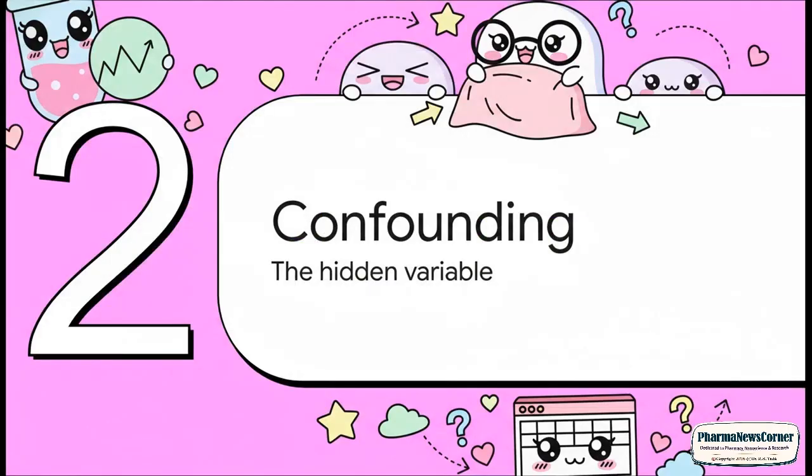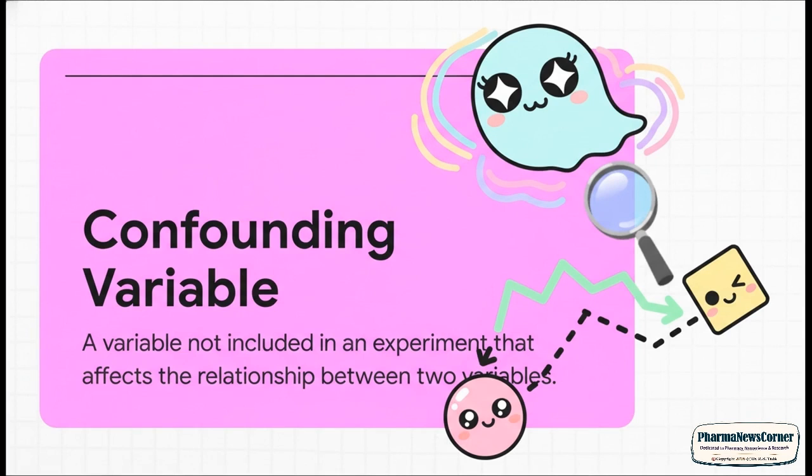Now, even if you design a perfect experiment, data can sometimes play tricks on you. And this brings us to our next big idea, confounding. This is all about a hidden variable, something you might not even see, that can totally fool you. So what is a confounding variable? It's like a ghost in the machine. It's a third factor, something you might not even be measuring, that is secretly influencing both the thing you're studying and the final outcome.